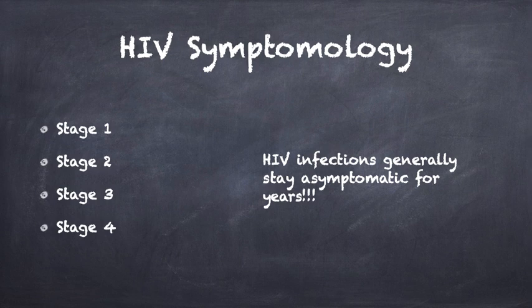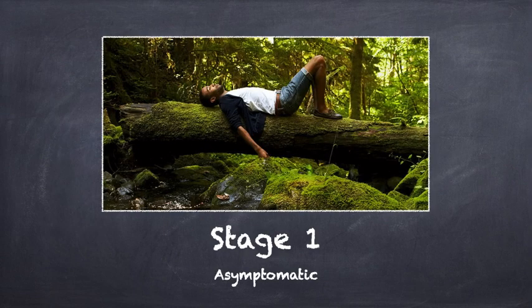Now we can follow the symptomology of HIV. HIV infections are generally asymptomatic until years after infection, when the more severe recognizable symptoms appear. Typically, in 40 to 90% of cases, initial infection will cause a fever 2 to 6 weeks after infection. HIV infection is categorized in 4 stages and marked by symptomology. Stage 1 is asymptomatic. So you can see the guy's very relaxed. He doesn't know what's coming to him.